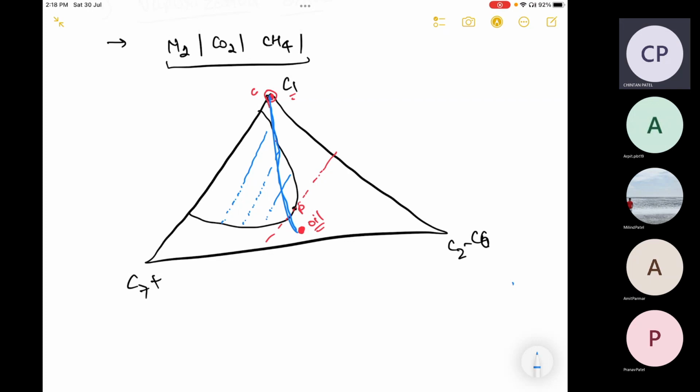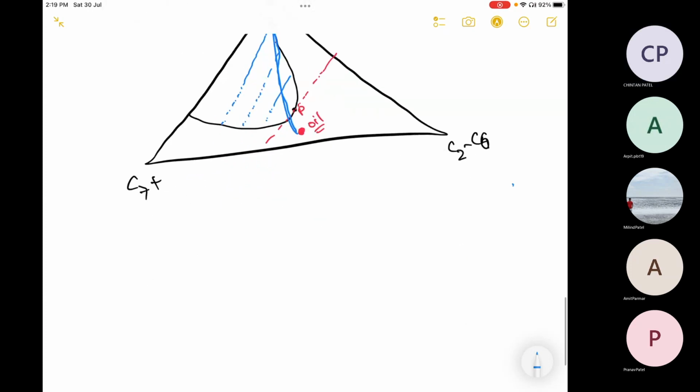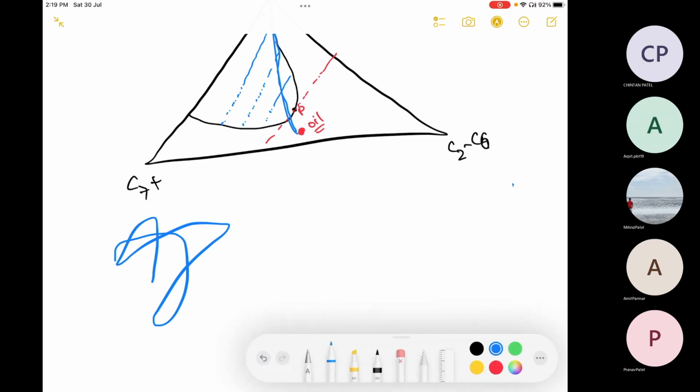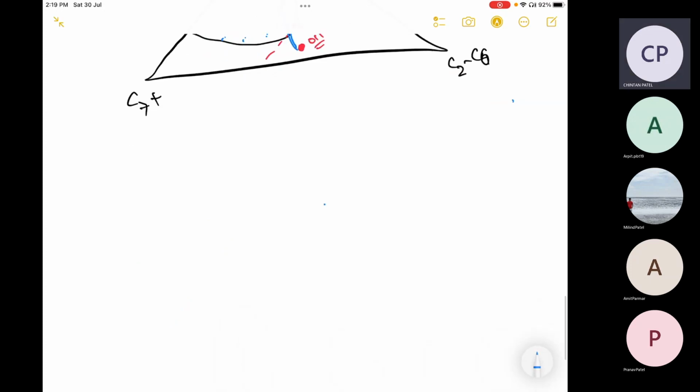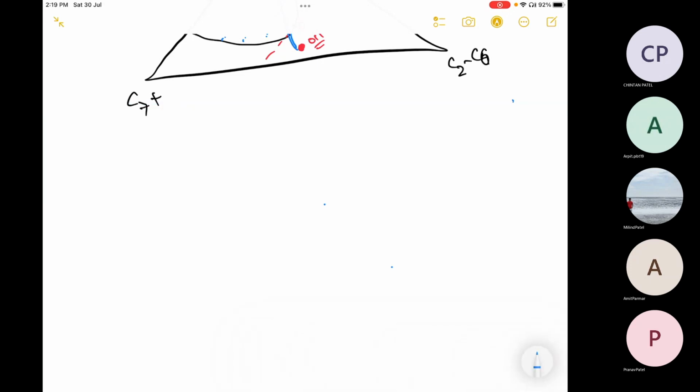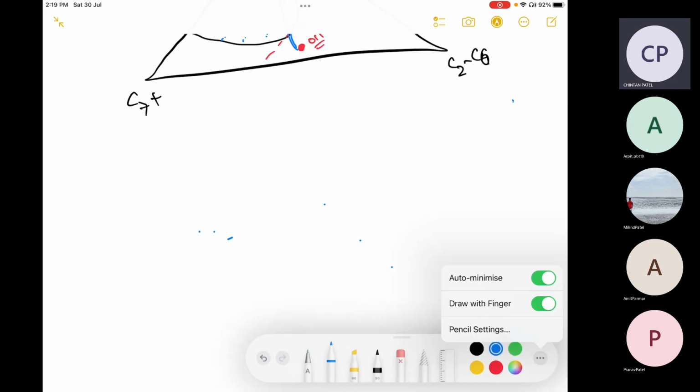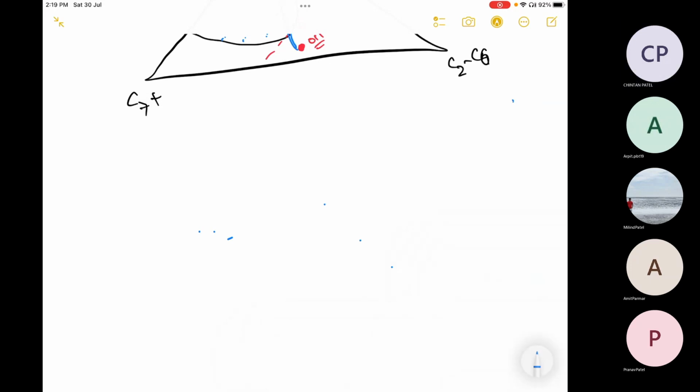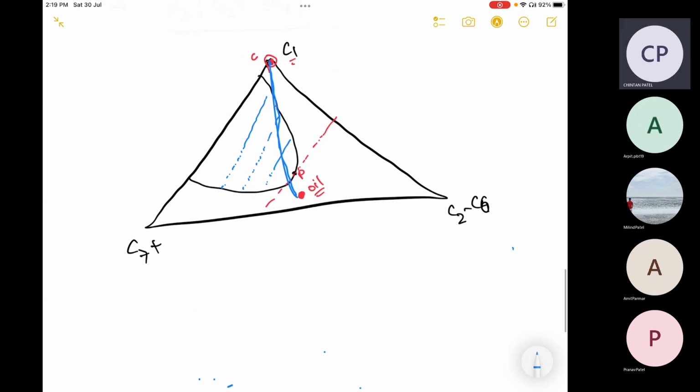The first thing required here is, let's suppose my crude oil is, so the first condition required in this case is, I think I have to, something is glitching because I'm not able to draw it properly.